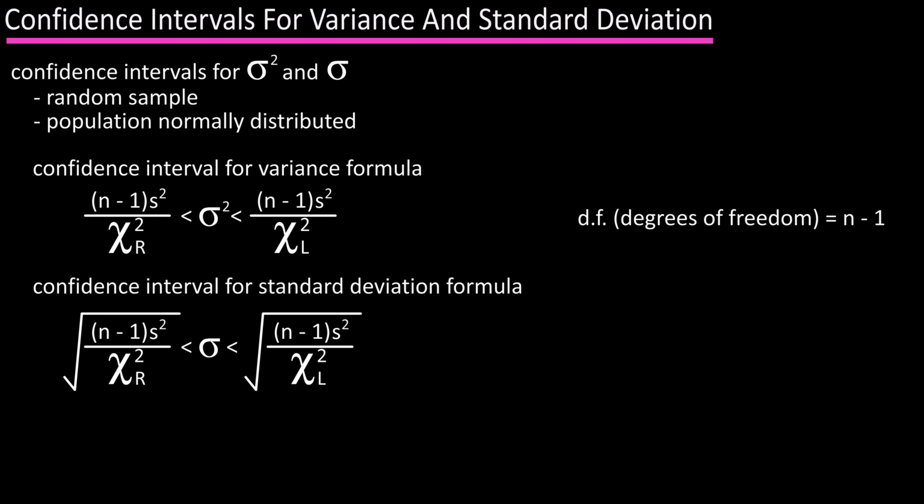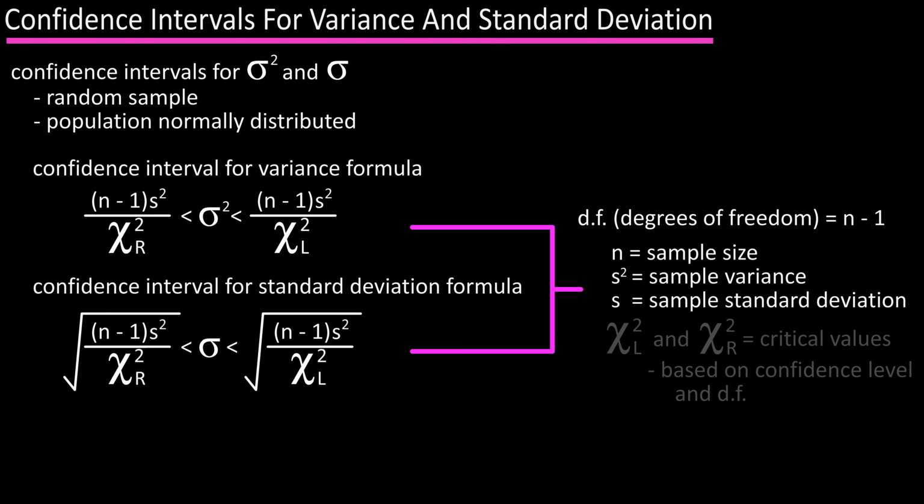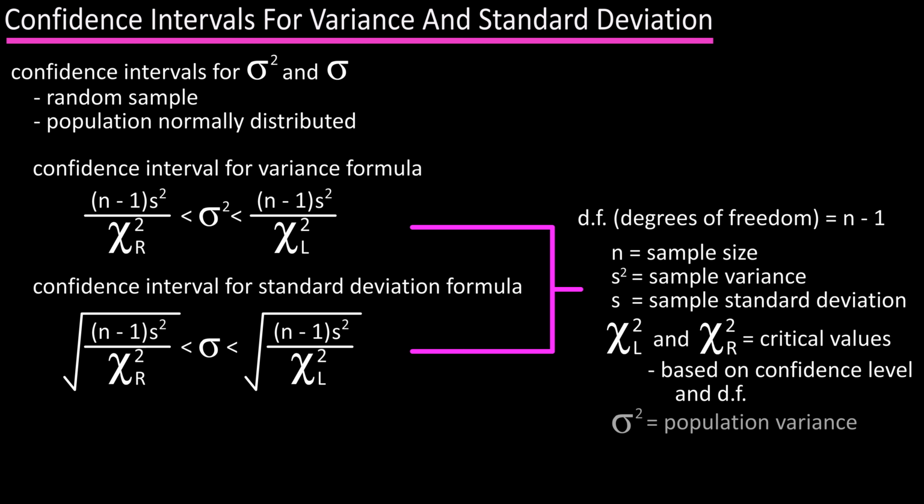Alright, let's unpack these formulas. In both of these formulas, n is the sample size, s squared is the sample variance, or you could look at it as s is the sample standard deviation. Chi-square right and left are critical values determined by the confidence level and the degrees of freedom. And sigma squared is the population variance, and sigma is the population standard deviation.